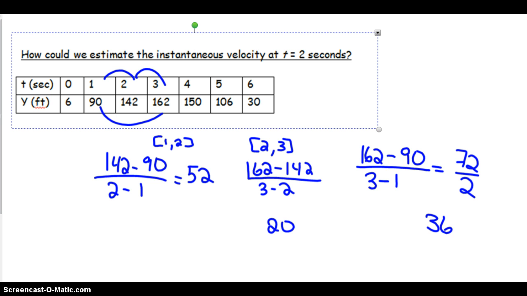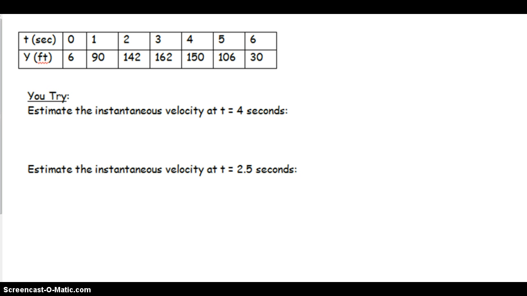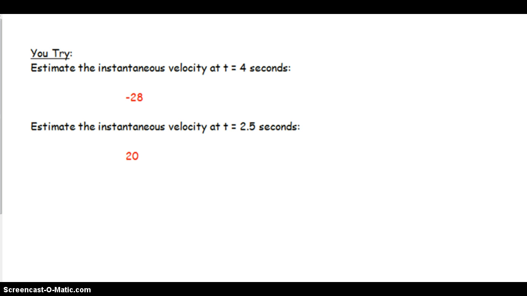Now another interesting thing you can do is take the average of these two, 52 plus 20, divided by 2, so you're going to get 72 over 2. And again, there's 36. So these are just different options for how to approximate the instantaneous velocity. I'm going to give you 2 to try here, so pause the video and check these out. Here are some answers for the approximations that you could have there.